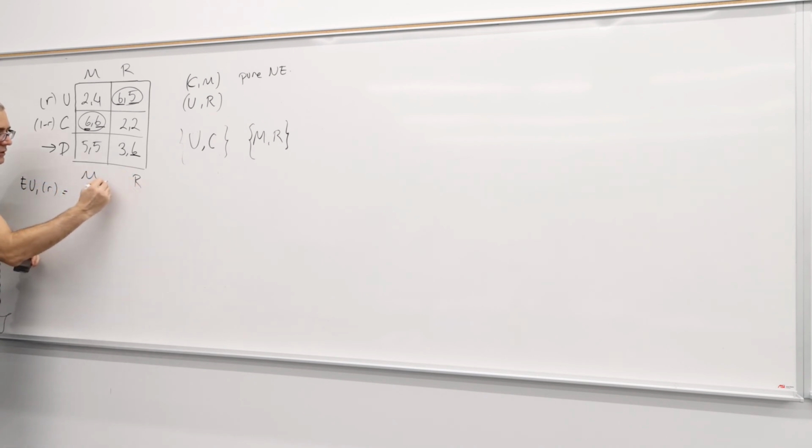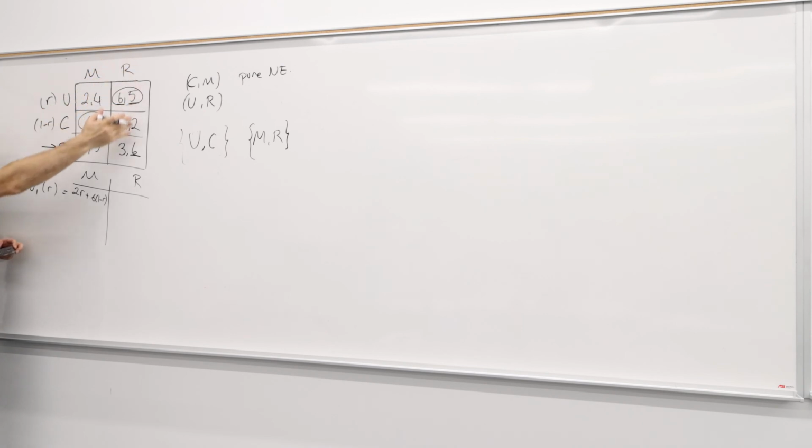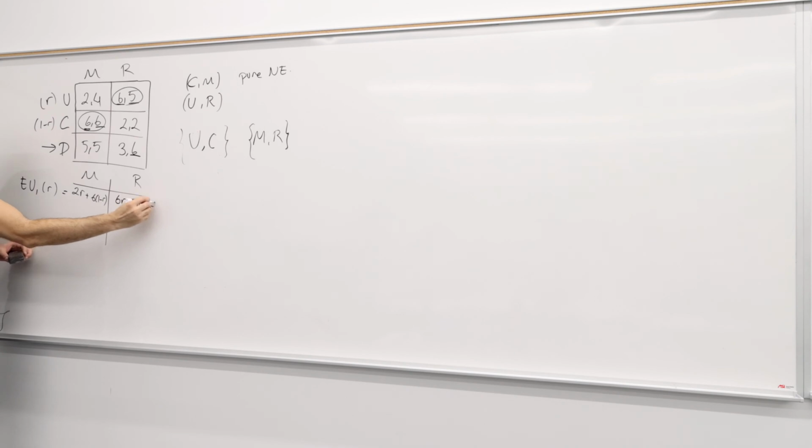Well, obviously, it depends on what the second player does, right? So here, when player 2 plays M, what is the expected payoff of this mixed strategy? Well, player 1 is going to get 2 with probability R and 6 with probability 1 minus R. So it's 2R plus 6(1 minus R). Okay? Well, what is the expected payoff of this mixed strategy if the second guy plays R? In this case, it's 6 times R plus 2 times (1 minus R). Right? Well, what is the expected payoff of playing D?